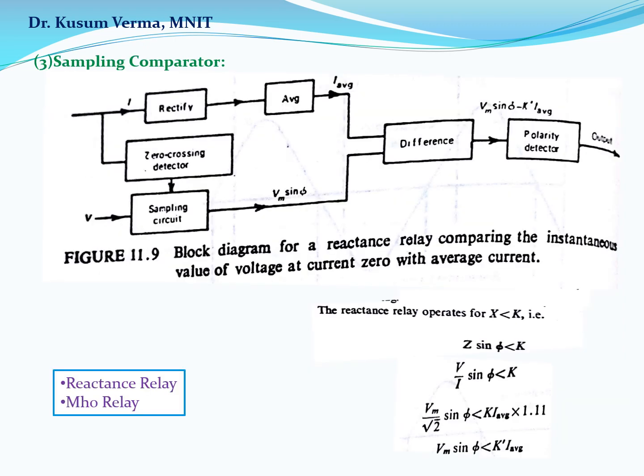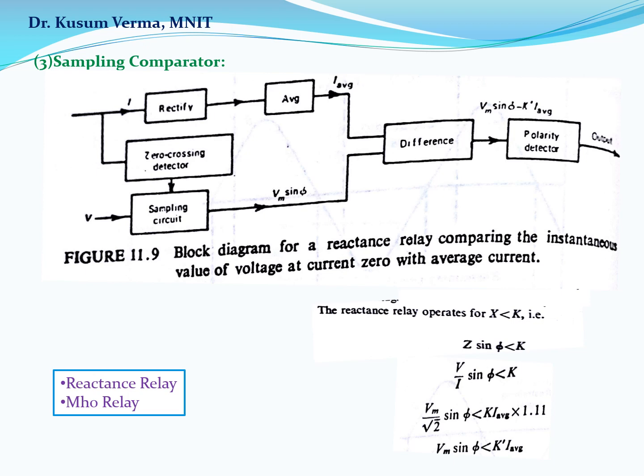The third type of amplitude comparator is the sampling comparator. Sometimes it is convenient to get the required characteristics by comparing the magnitude of one input signal at a certain point on its wave against the rectified and smoothened value of the second signal. So in sampling comparators, one of the inputs will be rectified and it is compared with the other input at a particular moment. The instantaneous value of the other input is sampled at a particular desired moment. Such comparators are used to realize the reactance or the Mho relay characteristics.